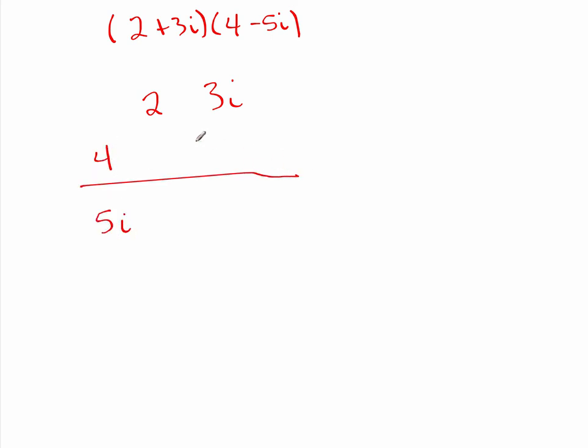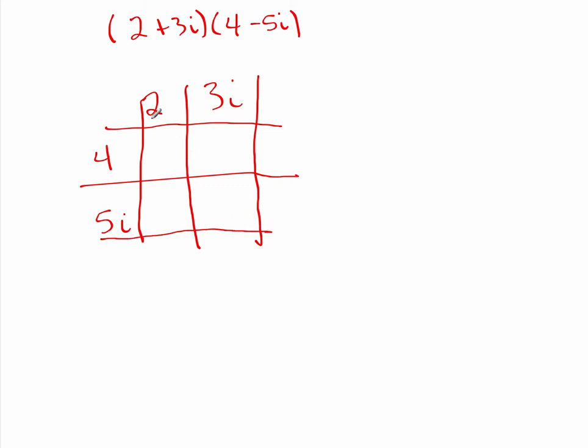Now, what if I have a quadratic, or not a quadratic, but two factors? Say 2 plus 3i times 4 minus 5i. Well, I want to show you this one using the area model. You could FOIL it out, but I think this might help you a little bit. I'm going to make up my square. There we go. Now let's see if we can find the area of each of these squares.